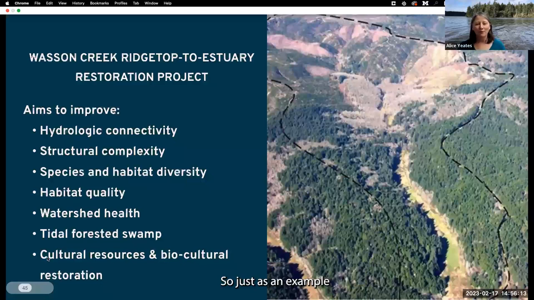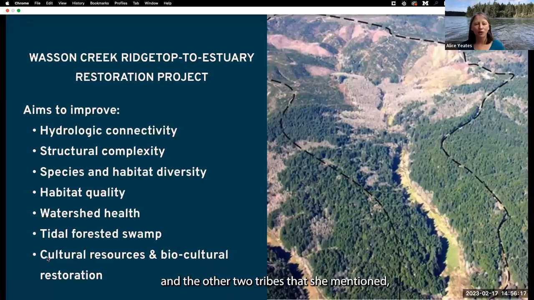Just as an example of how we're working with Ashley's tribe and the other two tribes that she mentioned, we have a large watershed scale restoration project that we're really ramping up at the moment. It's called the Wasson Creek Ridgetops to Estuary Restoration Project. It has a lot of ecological objectives: hydrologic connectivity, structural complexity, species habitat diversity, all those fantastic things that we as scientists and stewards and land managers really want to see in a restoration project. But I really wanted to highlight the cultural resources and biocultural restoration, so protecting cultural resources, but also improving them in our restoration efforts. Next slide, please.